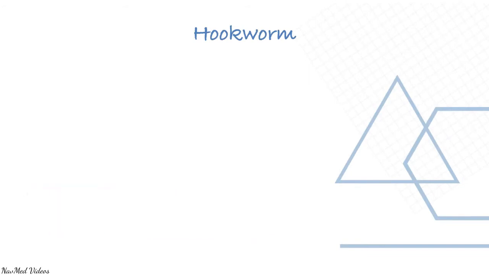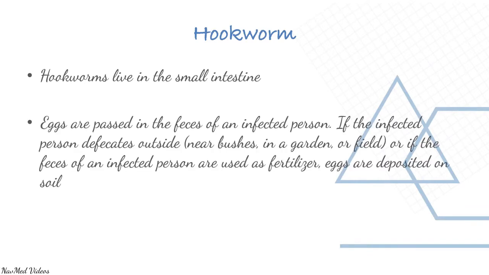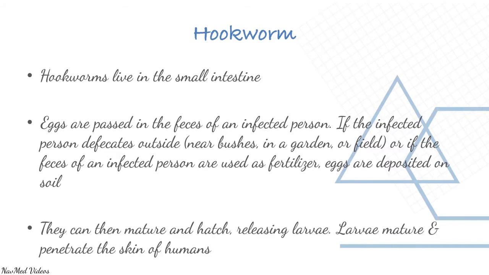Let's have a look at hookworm. What is hookworm? Hookworms live in the small intestine. Eggs are passed in the feces of an infected person. If the infected person defecates outside near bushes in a garden or a field, or if the feces of an infected person are used as a fertilizer, eggs are deposited in the soil. They can then mature and hatch, releasing larvae. Larvae mature and penetrate the skin of humans.